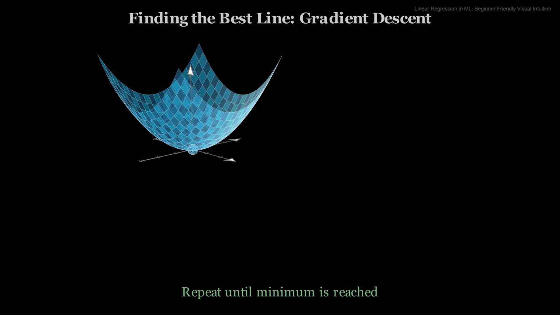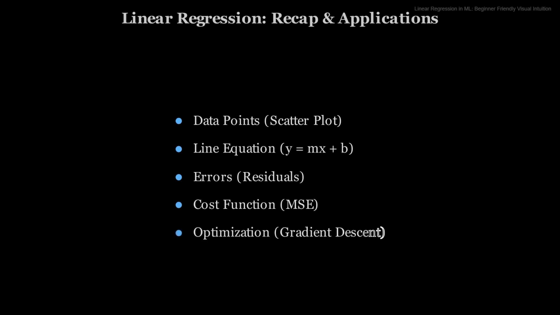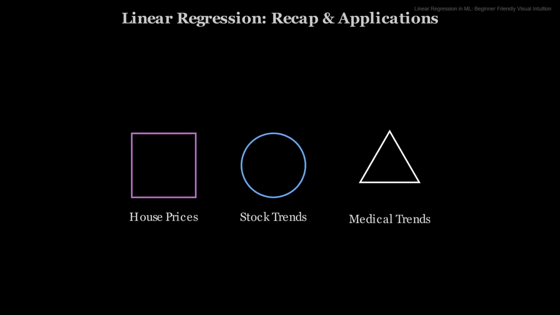prediction errors. To recap, linear regression helps us find a straight line that best fits our data by minimizing the sum of squared errors. We start with data points, define a line using its slope, m, and y-intercept, b, measure the errors, and then use a cost function to quantify how bad our line is. Finally, algorithms like gradient descent iteratively adjust m and b to find the line that minimizes this cost.